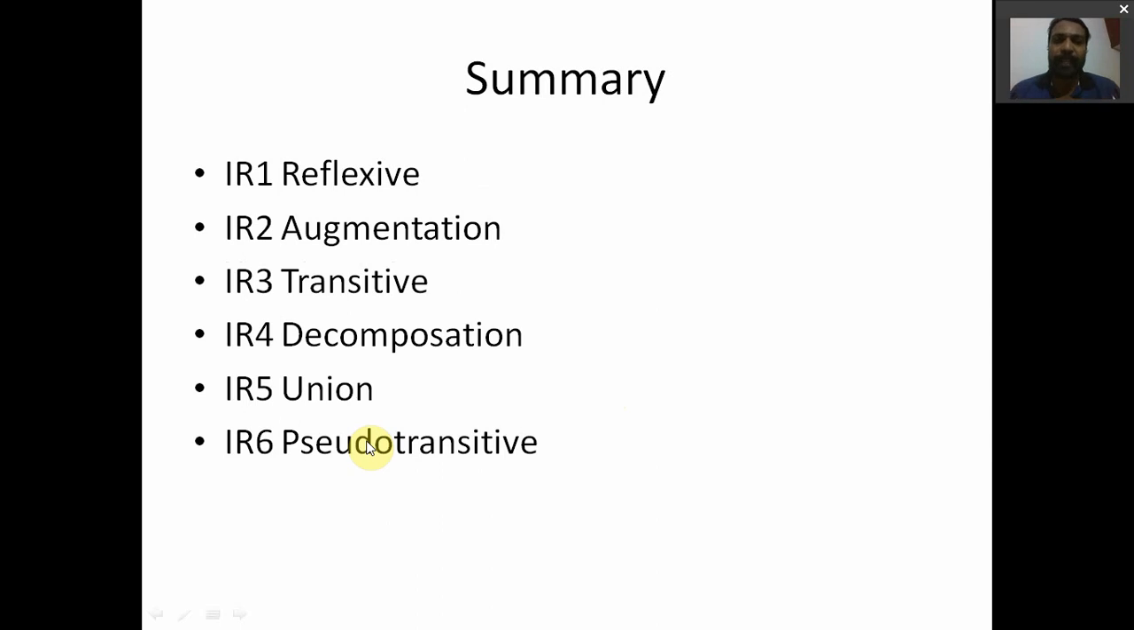So this is a summary. We have seen six different inference rules. The first is the reflexive rule, the second is the augmentation rule, and the third is the transitive rule, IR1 to IR3. Those rules are sound and complete because all other functional dependencies can be inferred from these three rules. Then IR4, IR5 and IR6 can also be inferred from the first three rules. That is why these three rules are known as sound and complete.